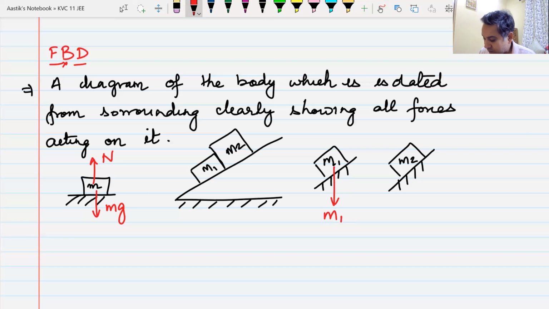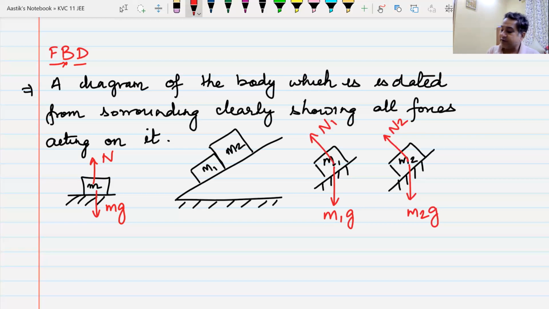M1g coming from ground, normal reaction, let me call it N1 because the name of body is M1, coming from ground. Here M2g coming because of gravity, gravitational force, and N2. So this becomes a free body diagram of the two bodies. Yes or no? Have I drawn it correctly or have I missed something?